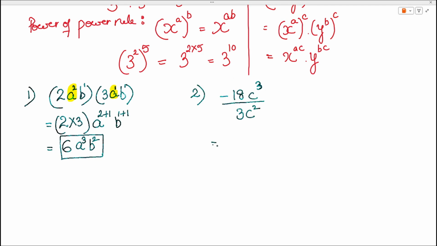Now for this question, it is negative 18 divided by 3.